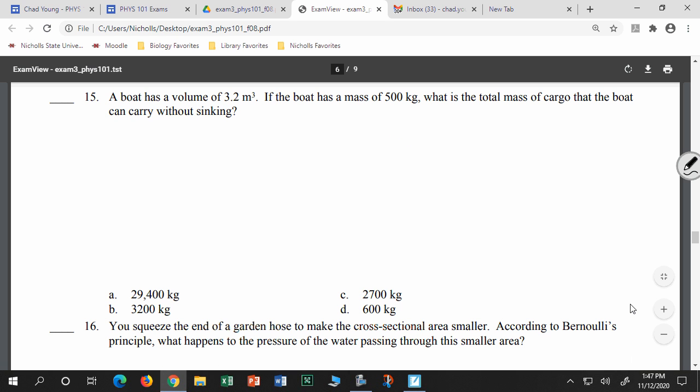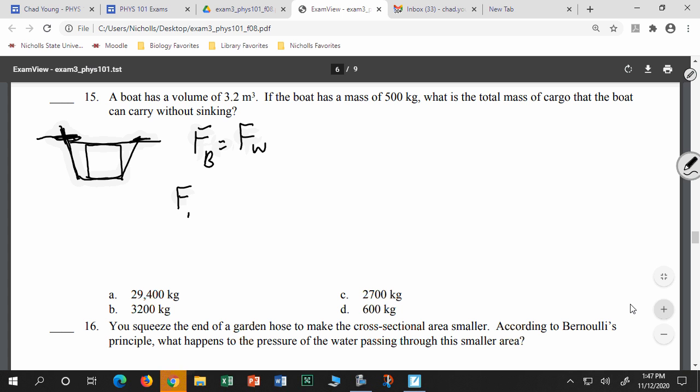A boat has a volume of 3.2 cubic meters. If the boat has a mass of 500 kilograms, what is the total mass of the cargo that the boat can carry without sinking? So I have my boat. It's going to be completely submerged. So the water is going to come right up to the level because I want to know what is the maximum mass that it can carry. So I know that the buoyant force has to equal the weight of that boat plus its cargo.